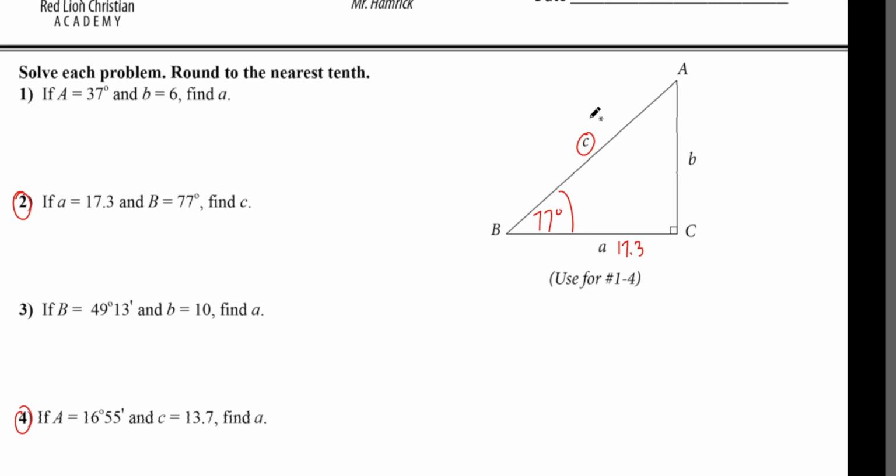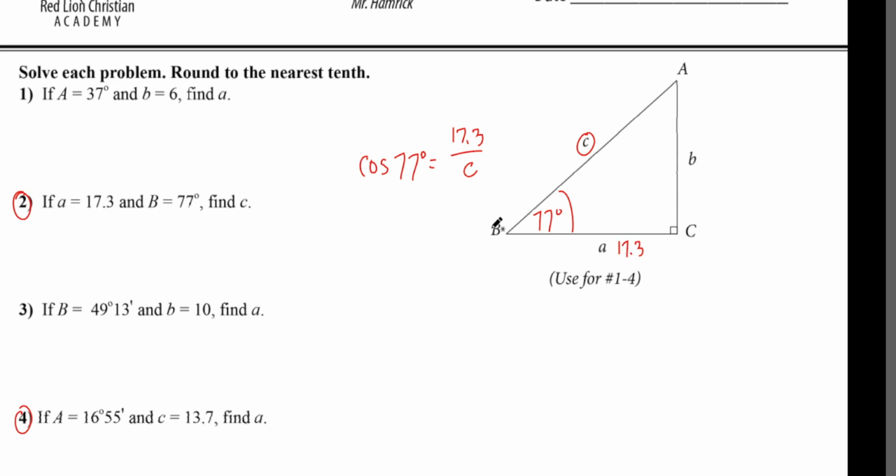So which trig function are we going to use? Adjacent, hypotenuse. Which one? Cosine. That's right, because cosine is the adjacent over the hypotenuse. So I do the cosine. The cosine of what? You always take the cosine of the angle. So what angle are we using right here? Cosine of 77 is equal to the adjacent over the hypotenuse. So it's 17.3 over the hypotenuse, which is C.